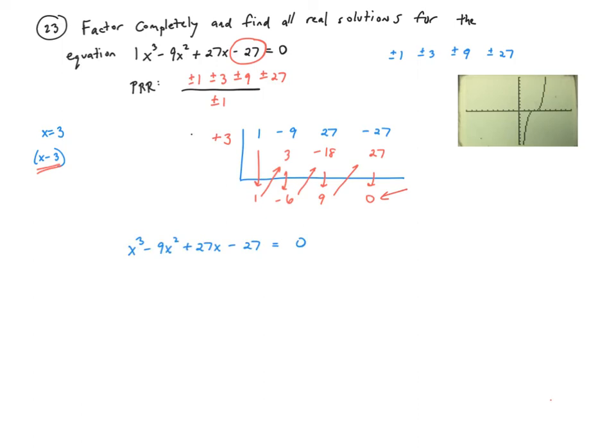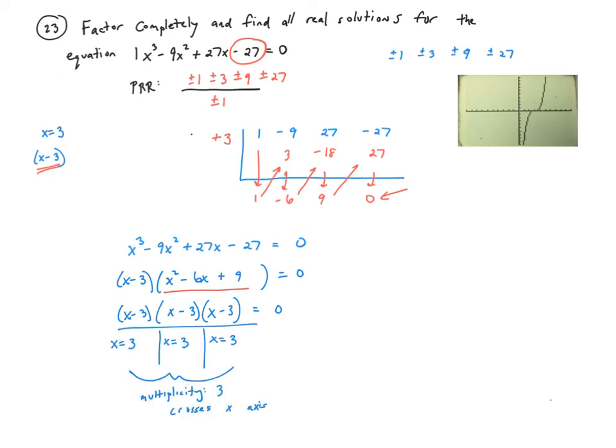So now we can start answering the question. Here is the original equation. We're factoring out x minus 3, and we're left with x squared minus 6x plus 9, and that all equals 0. This quadratic can be factored, and we're left with x equals 3. Notice that this root occurs with a multiplicity of 3. That's why it crosses the x-axis.